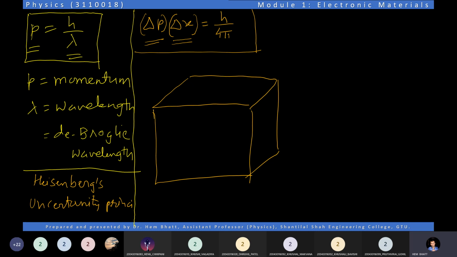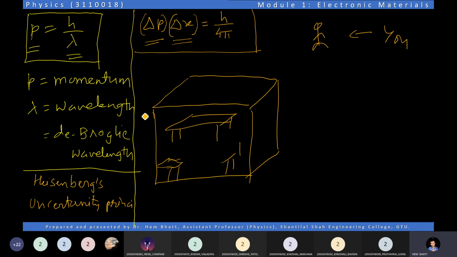So you are outside the room. This is you, and inside there is a table, there is a chair, there is a bed. So how do you know what your sibling is doing? Say table for T, bed for B, chair for C.